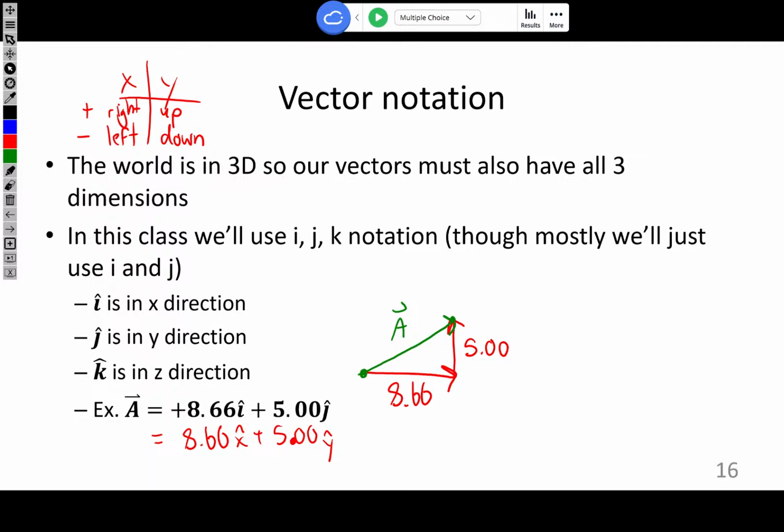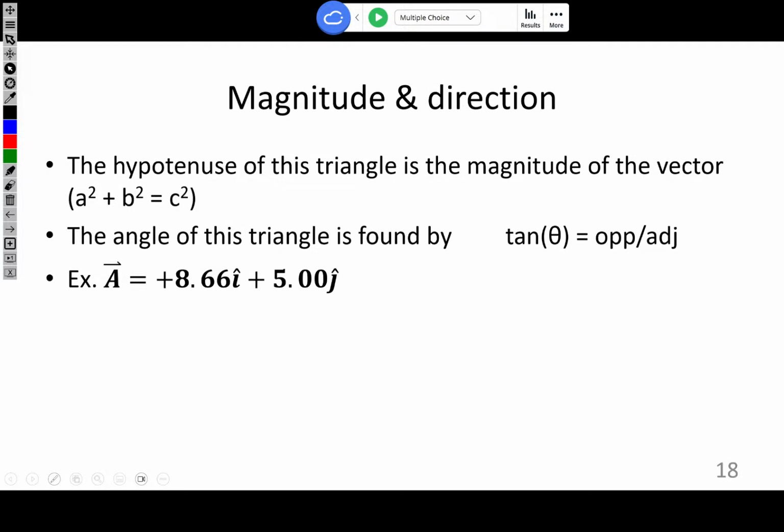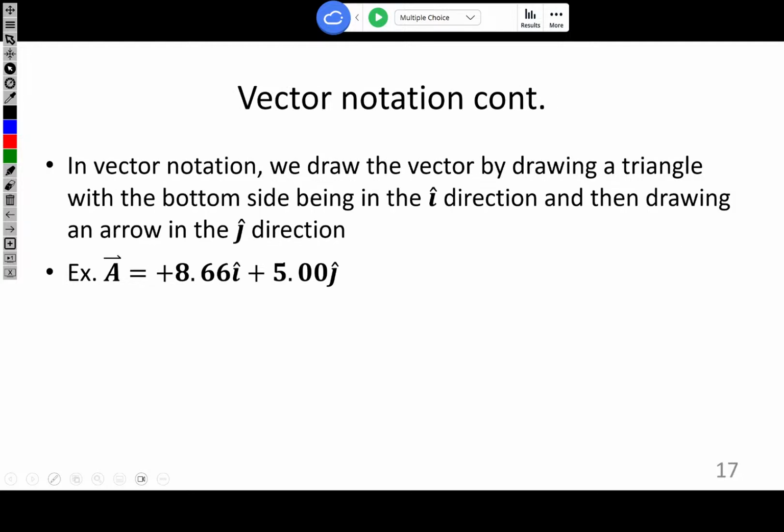And you know what? At this point it's just numbers, so let's make it physics. Great, now it's meters after everything. This would tell you where you're located, for example. I'm located 8.66 to the right, 5 up, bam, that's my location relative to some origin. All right. So, kind of already said this. You draw the one on the bottom, you draw the one on the side, and you get that. I already went through that. So this is nothing new.